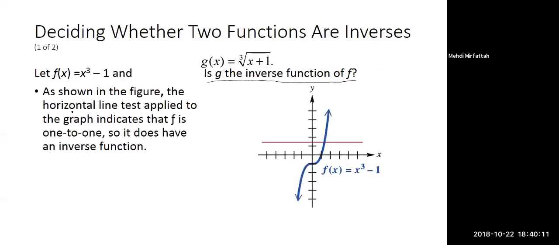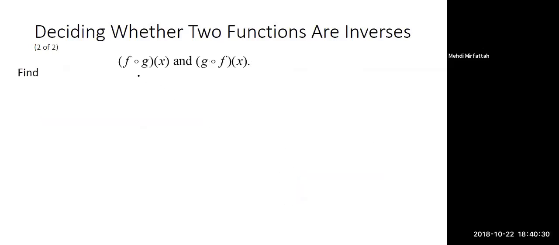So as shown in the figure, the horizontal line test implies that the graph indicated for f is one-to-one. So it does have an inverse. One thing that you want to confirm: if it's not one-to-one, then it's not going to have an inverse. Because it is one-to-one, it has an inverse, so we can find that. In order to see if they are inverses, we would find the composition of f with respect to g and g with respect to f. And if they come out equal to x, then we would conclude that they're inverses of each other. It has to be x, not any other number. Okay, it has to be x.